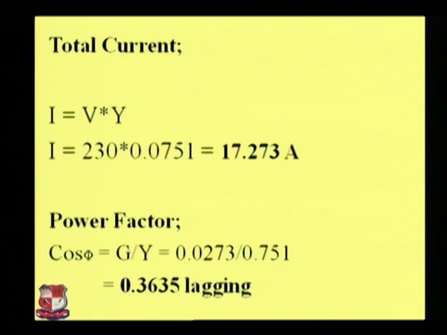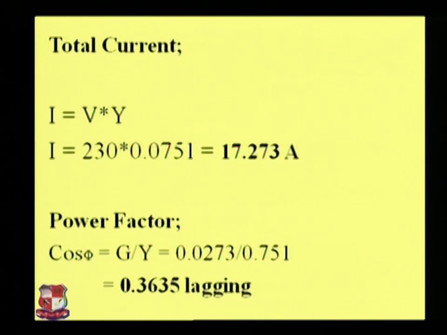So the total current, I equals V into Y. Now V is given to us, that is 230 volts, and Y is the net admittance we found, 0.075. So I equals 230 into 0.075, and we get 17.273 ampere.